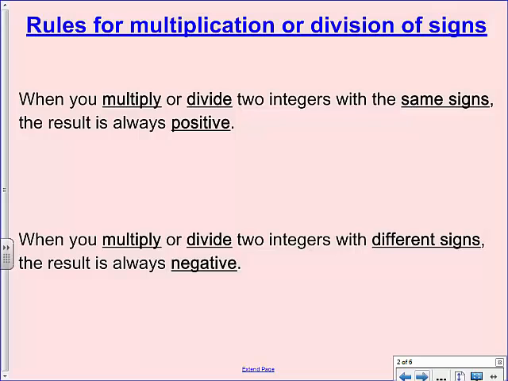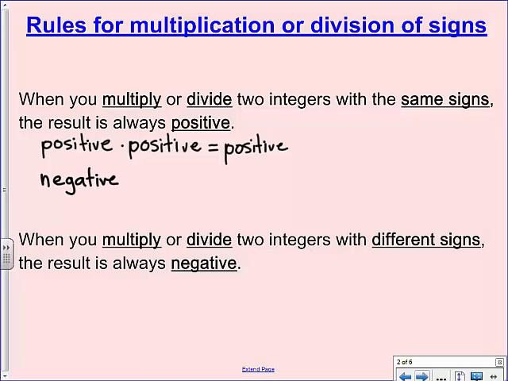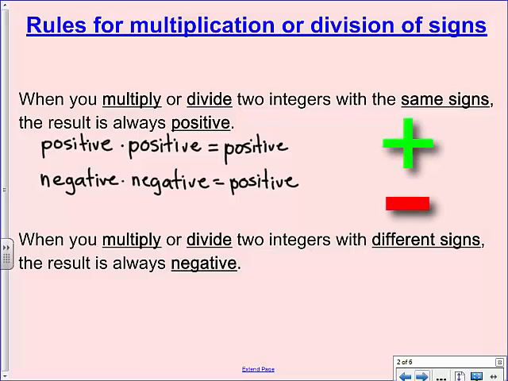This means that if we multiply or divide a positive integer with another positive integer, the answer is going to be positive. And if we are multiplying or dividing a negative integer with another negative integer, the answer is going to be also positive. To be more specific, and I'm going to do it with colors, green is going to be for positive and red is going to be for negative.